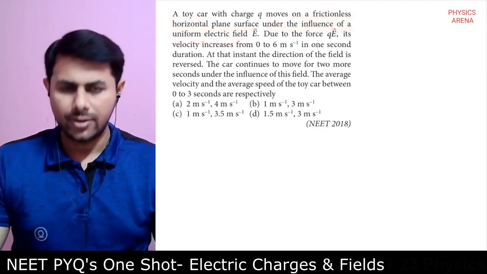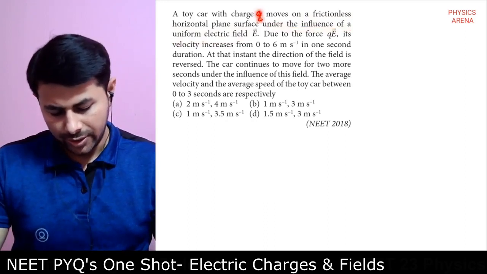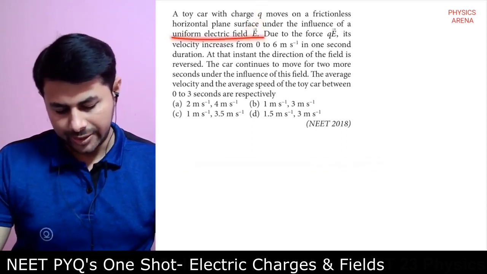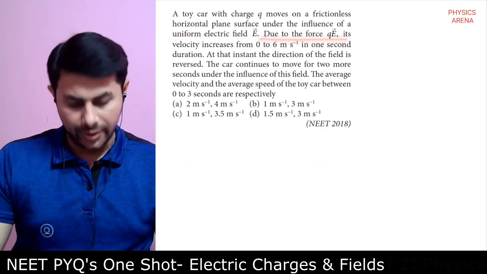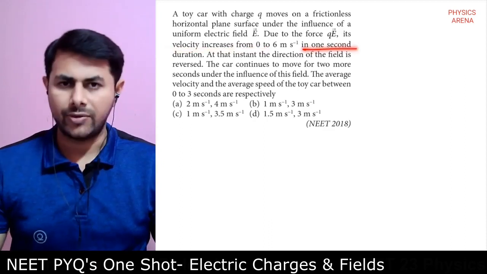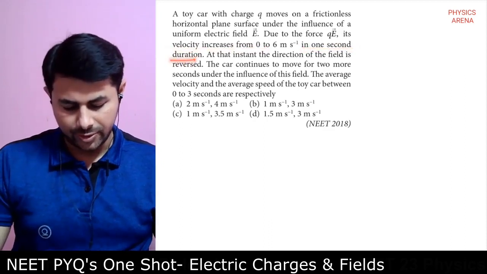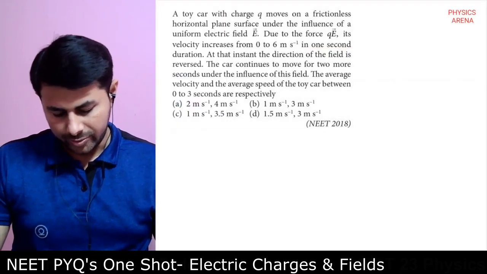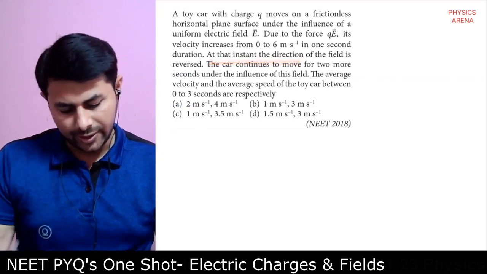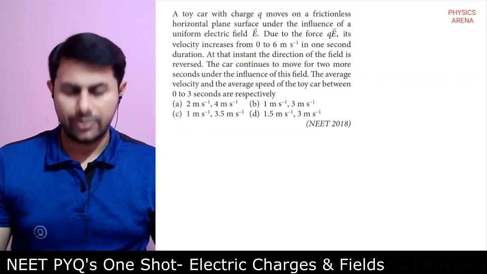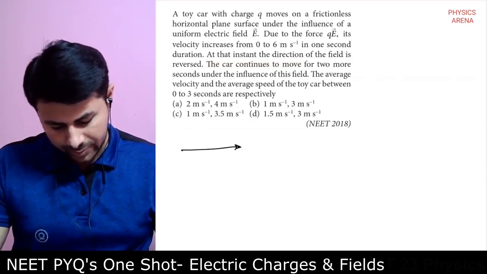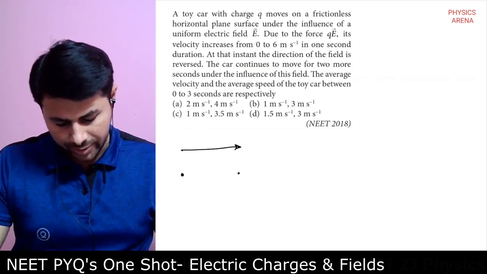A toy car with charge Q moves on a frictionless horizontal plane surface under the influence of a uniform electric field. So there is a car which has charge Q. It moves on a horizontal surface under uniform electric field E. Due to the force QE, its velocity increases from 0 to 6 meters per second in 1 second duration. So velocity increases from 0 to 6 in 1 second. At that instant, the direction of the field is reversed. So for 1 second, the electric field is directed like this, and the car moves, let's suppose, from here to here.